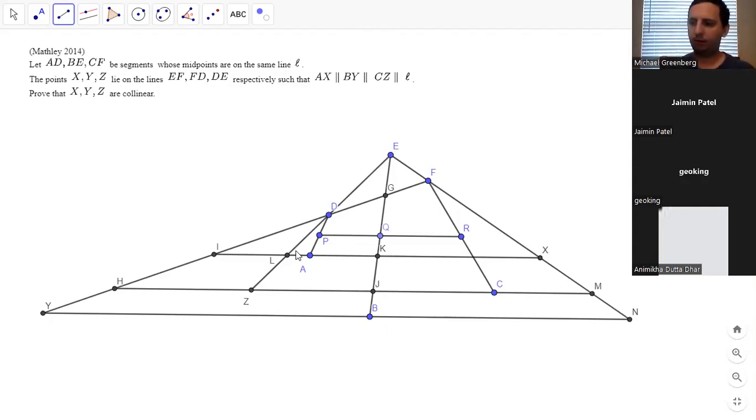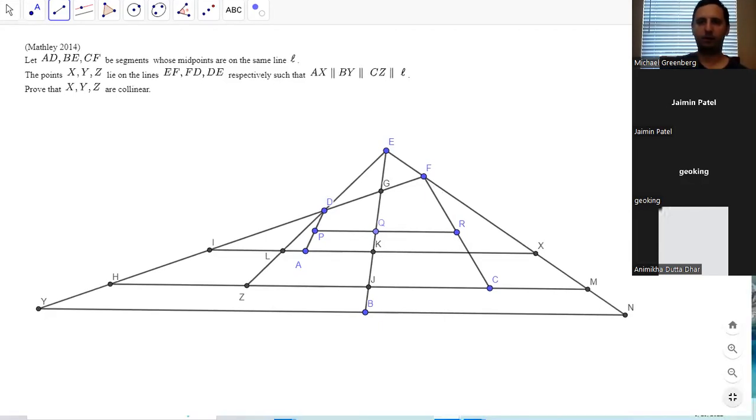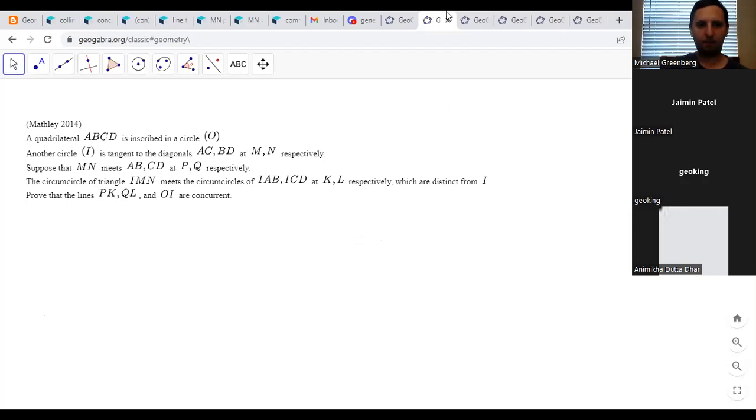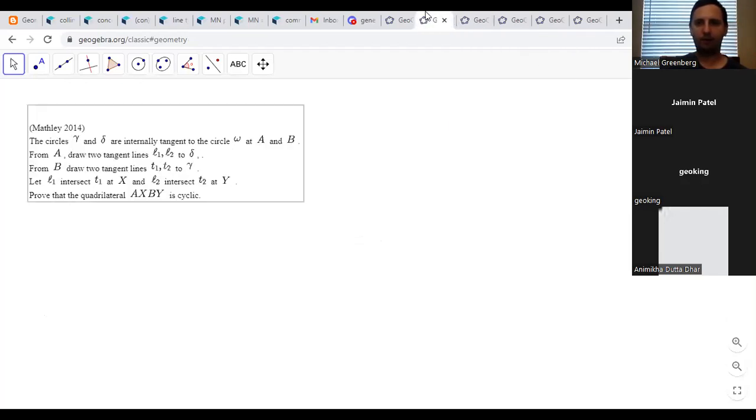All right, let's move on to the next one and we can try to come back to this later. Seems pretty tricky. Let's see if I can find an easier one. So this one looked kind of interesting.